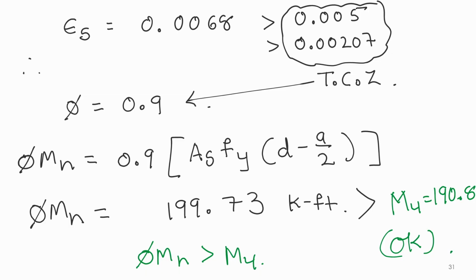The strain in steel is 0.0068, which means that tension controls, and in our case, strength reduction factor is 0.9. So moment strength capacity is 0.9 times area of steel times yielding stress times the lever arm. This one will give me the value of 199.73 kip-feet, which is higher than the external moment, which is 190.8 kip-feet. So we have a good cross section.